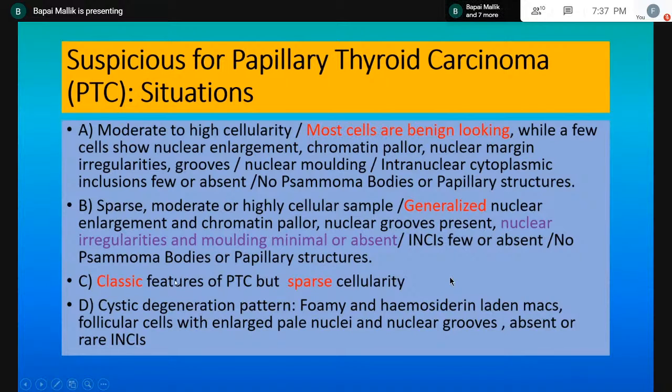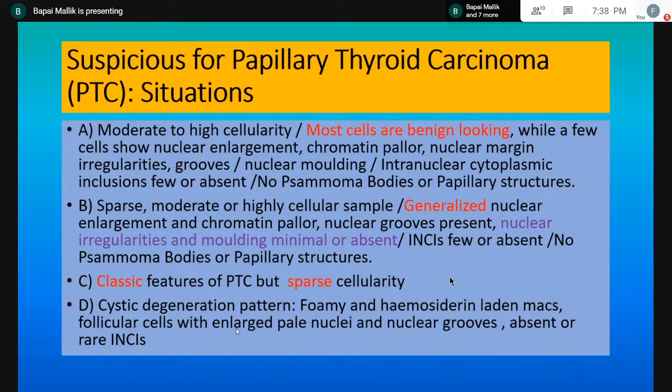The third one is very interesting. Here you find classic features of papillary thyroid carcinoma, which means that you're going to find nuclear chromatin pallor, nuclear grooves, inclusions, maybe some psammoma bodies, papillary structures, but still, why don't we call it a papillary thyroid carcinoma? That is because the cellularity is extremely sparse. So under these circumstances, because the cellularity is very sparse, and I can tell you different people have different thresholds, but even if you see very classic features of papillary thyroid carcinoma and the cellularity is extremely low, you might just like to cool down a little bit and just call it suspicious for papillary thyroid carcinoma.